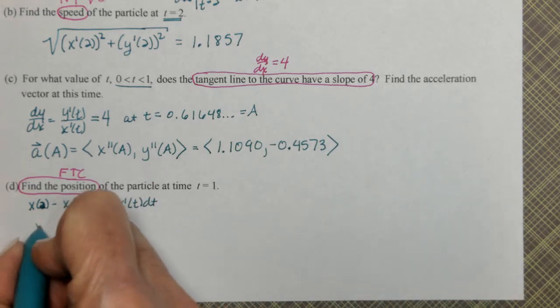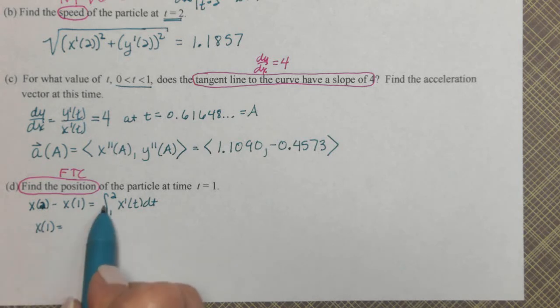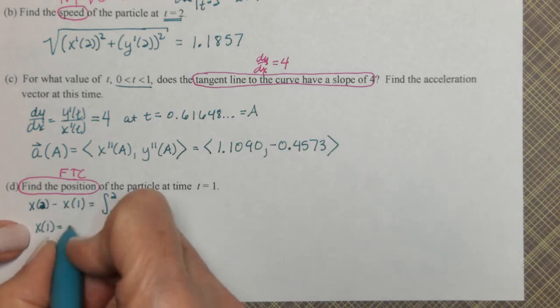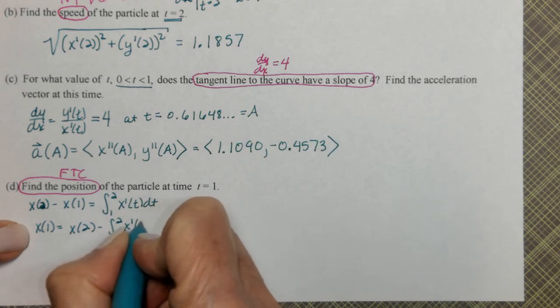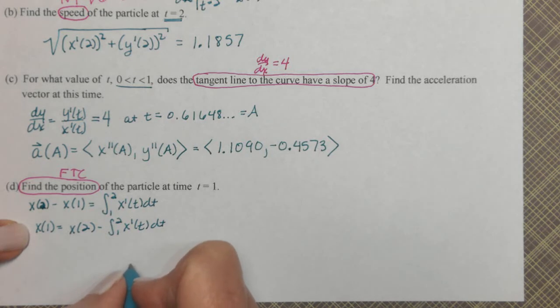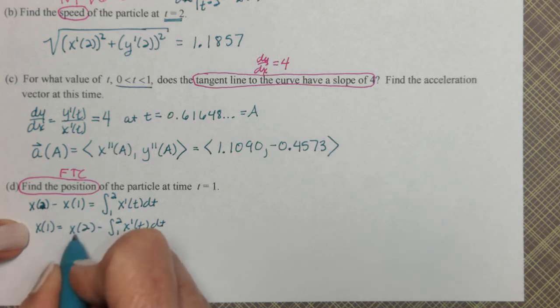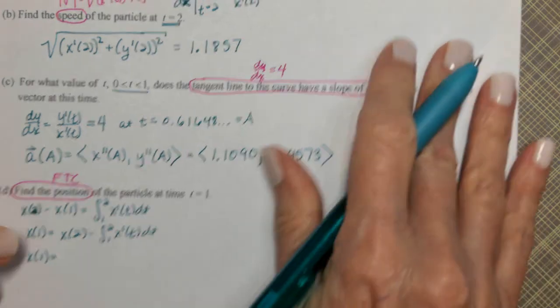So x at time 1 will be, well, the negative of x of 1 would be the integral minus x of 2. The positive of x of 1 would be x of 2 minus the integral, like that. So use your good algebra to solve that for x of 1. I should have gone ahead and written what x of 2 was. X of 2 they gave us was 7.